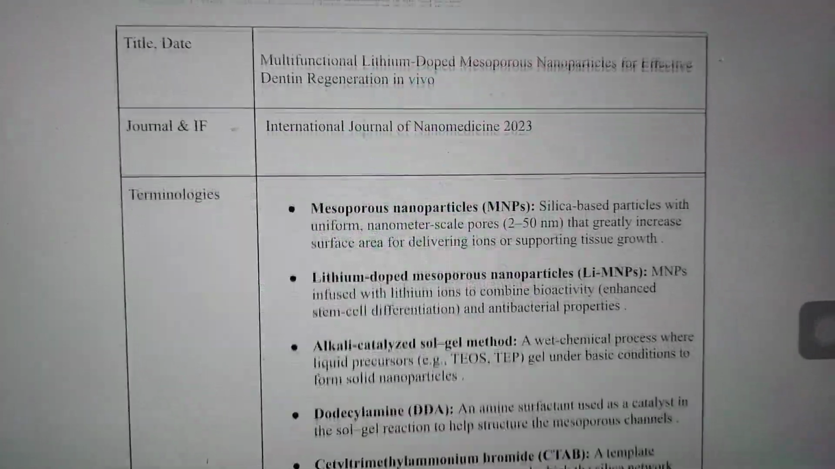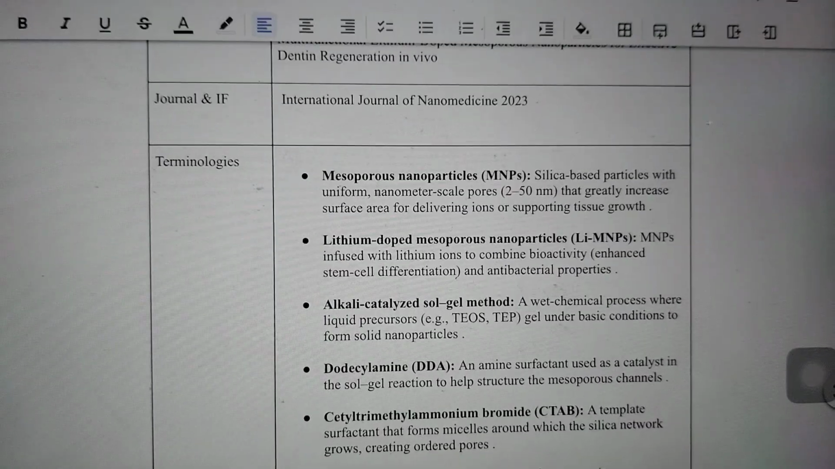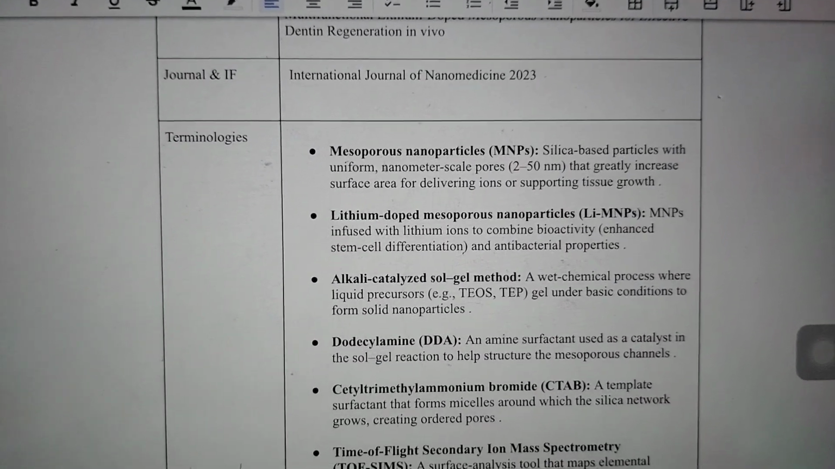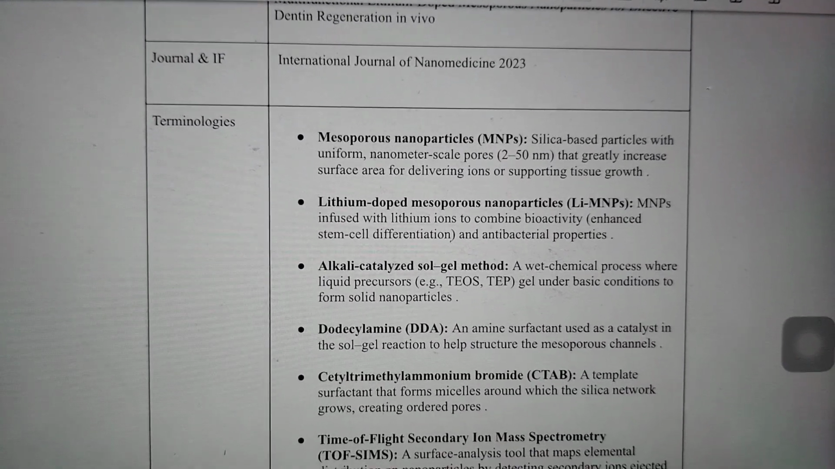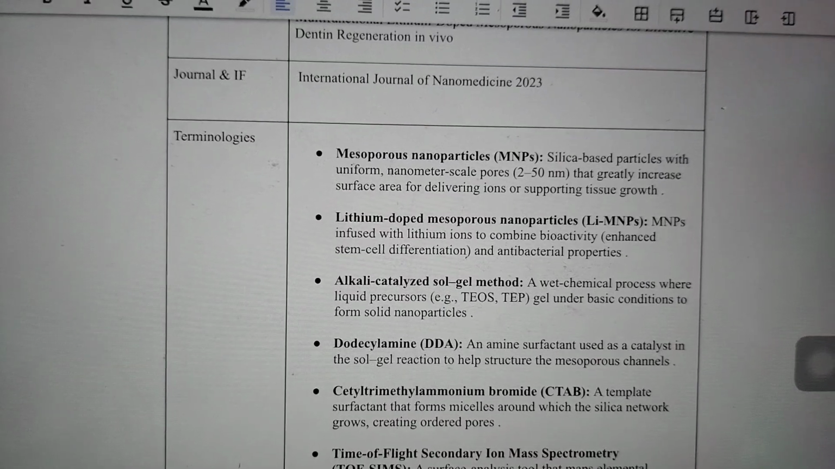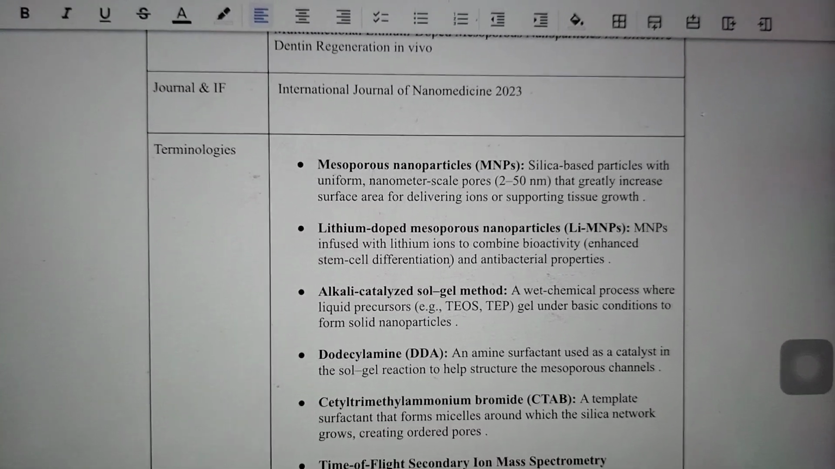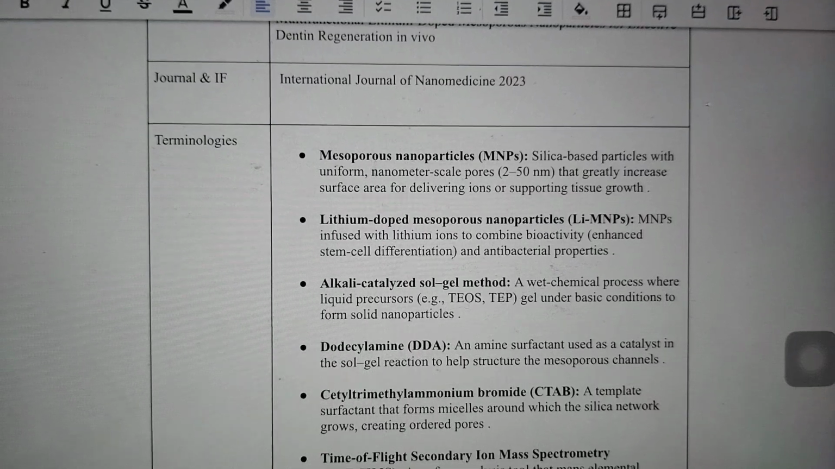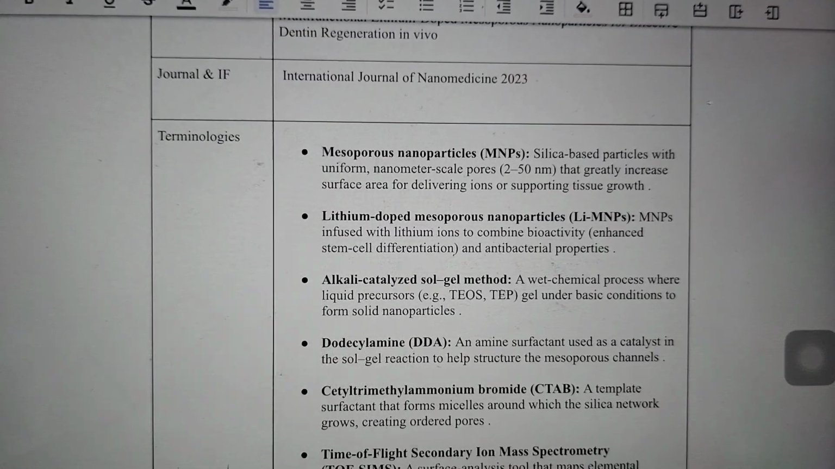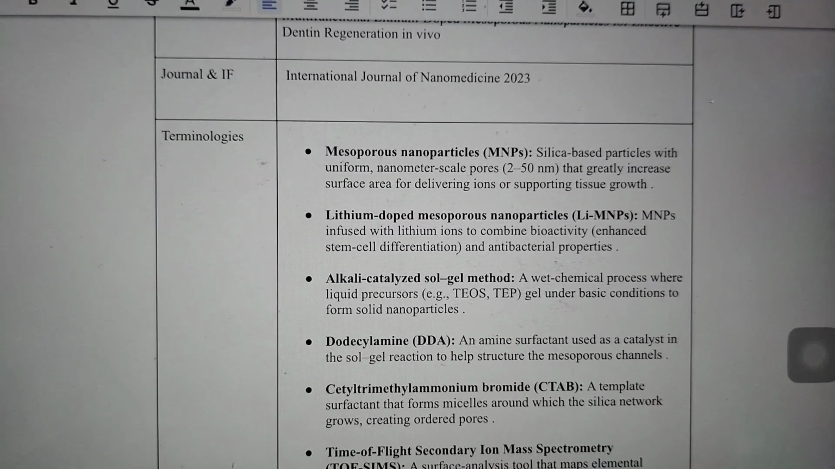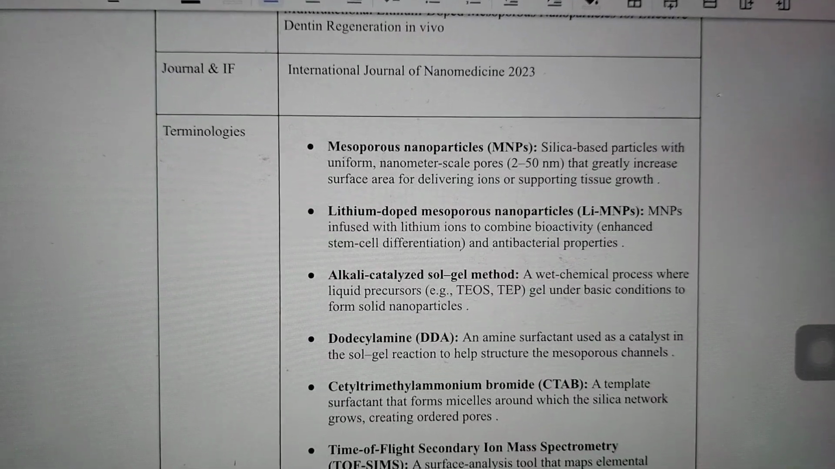We have to know some terminologies before knowing this journal club. First one is mesoporous nanoparticles. These are silica-based particles with uniform nanoscale pores, that is 20 to 50 nanometers, that greatly increase surface area for delivering ions or supporting tissue growth.